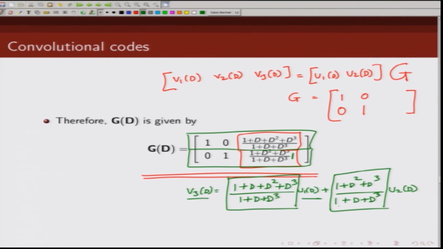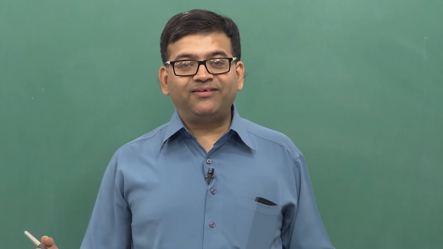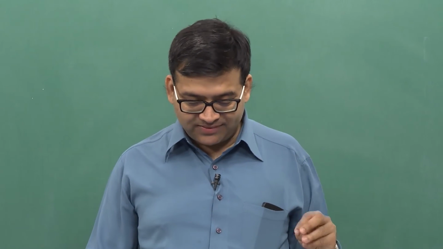Similarly, the feedback connections are 1, d and d cube. So, feedback connections, this is the 1, this is d, and this is d cube, and V3 is a combination of these two. So, this is my V3. So, I hope this is clear how we can realize this encoder using controller canonical form realization.